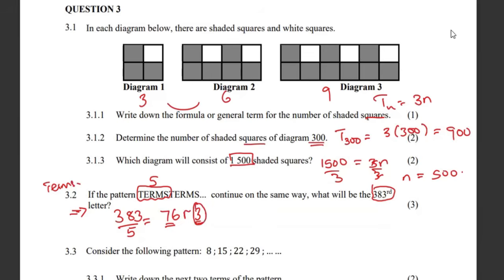So in position number 3 of the word, 1, 2, 3. So letter R will be in the 383rd position. Okay, so that is that.